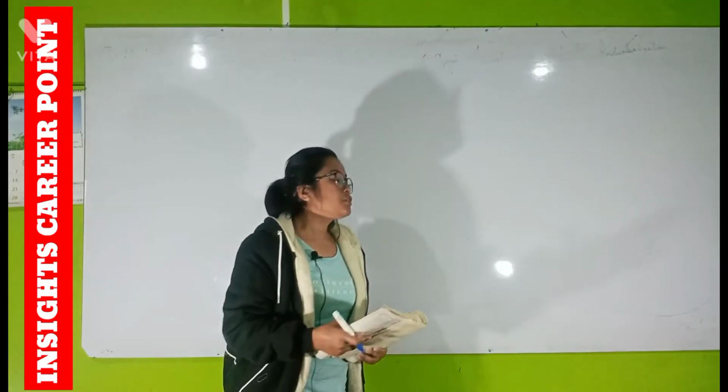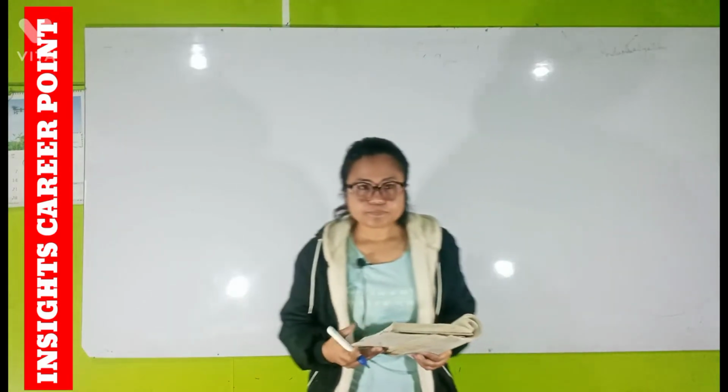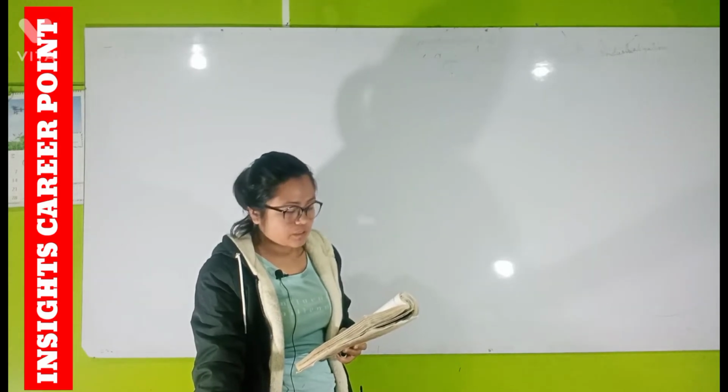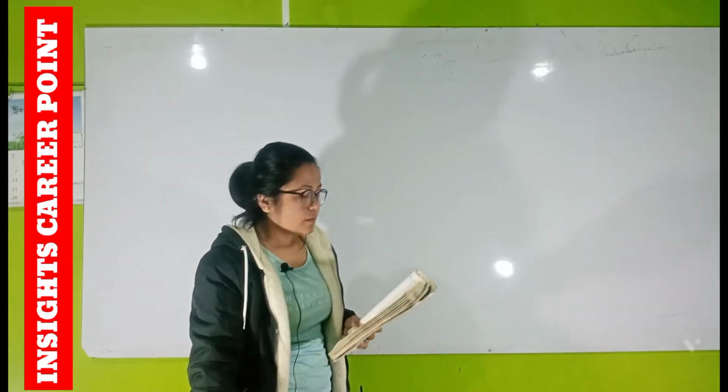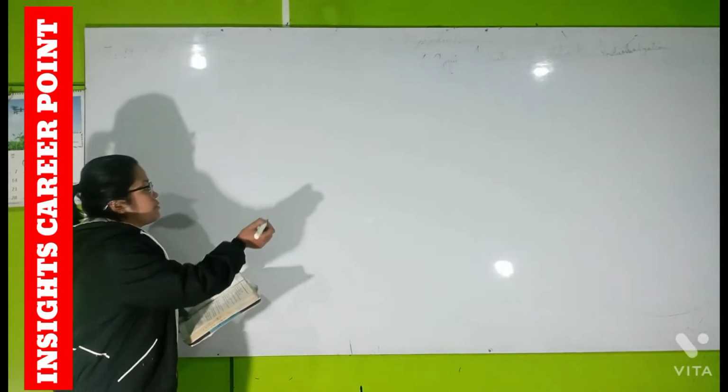Let's first read the question. The sum of first 7 terms of an AP is 10. Let's first try to understand what the question is saying. Sum of first 7 terms of an AP.